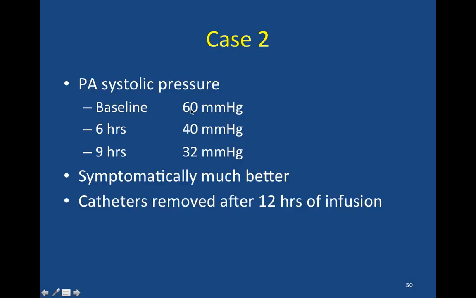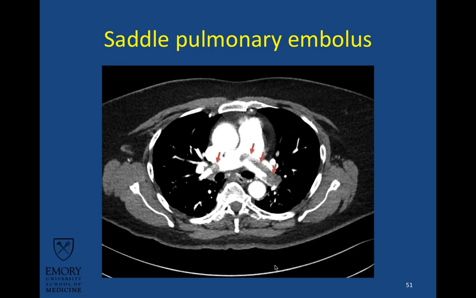Normal PA pressure systolic is less than 30, so at baseline he was 60. At 6 hours, it dropped very quickly to 40. At 9 hours, down to 32, which is unusual in PE. Just if you treat him with heparin, it takes up to 3 months for the clot to resolve on heparin. And the patient became symptomatically much better, and the catheters were removed after 12 hours of infusion.